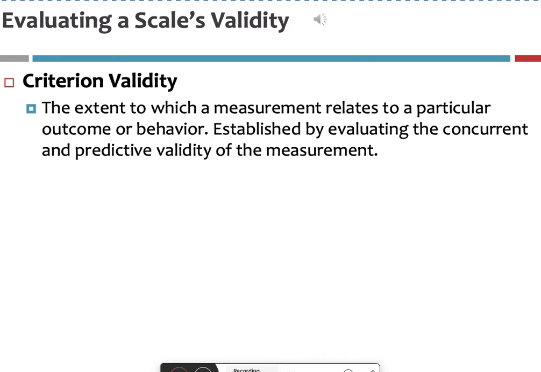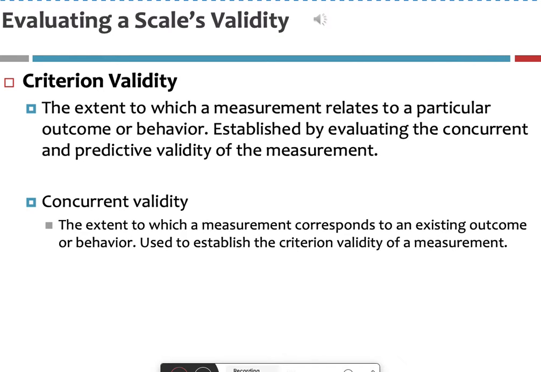There are two ways, again, to examine this, and one is concurrent validity. This is the extent to which the measurement corresponds to an outcome. Concurrent validity relates to there being a relationship if both measures are implemented or given at the same time.